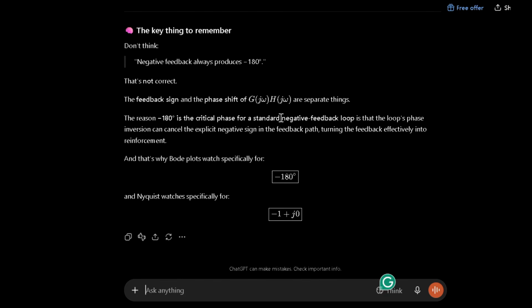The reason 180 is the critical point is that in a standard negative feedback loop, the loop's phase inversion cancels the explicit negative sign in the feedback path, and the feedback becomes effectively reinforcement. And that's why Bode plots watch specifically for minus 180 degrees and Nyquist plots watch specifically for the minus 1 point.